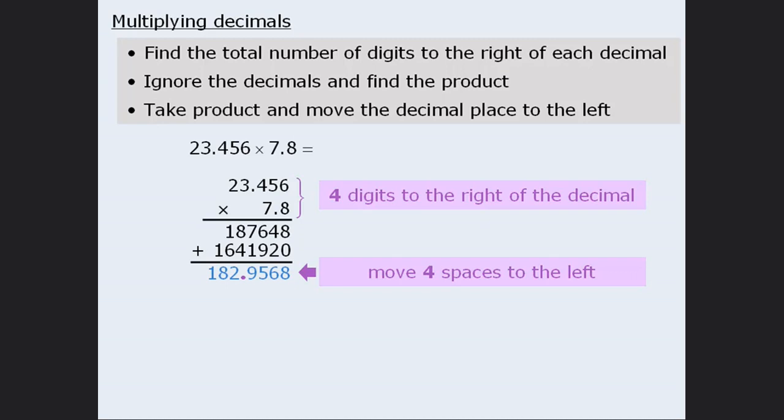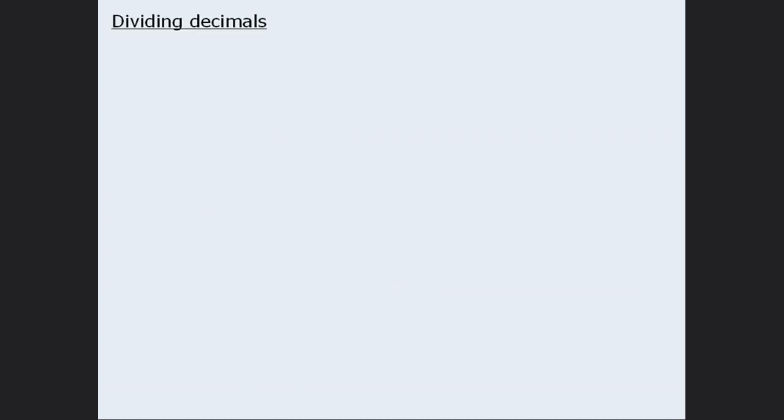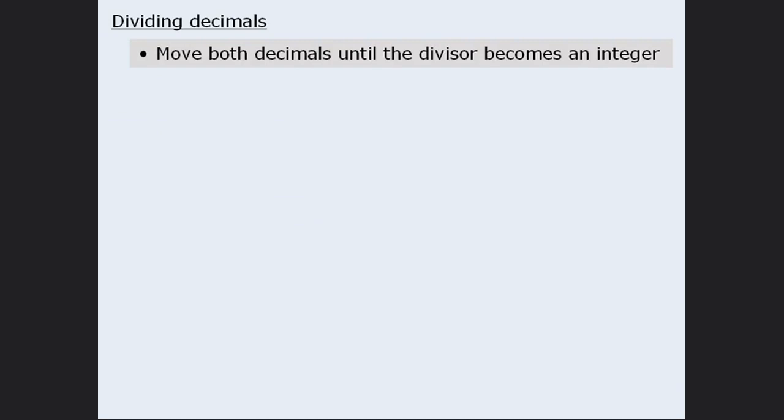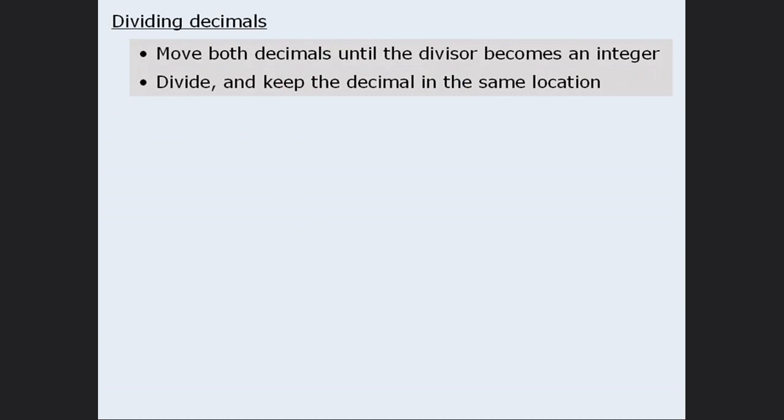Alright, now let's look at how to divide decimals. The steps here are as follows. First, move both decimals until the divisor becomes an integer. Then divide and keep the decimal in the same location.